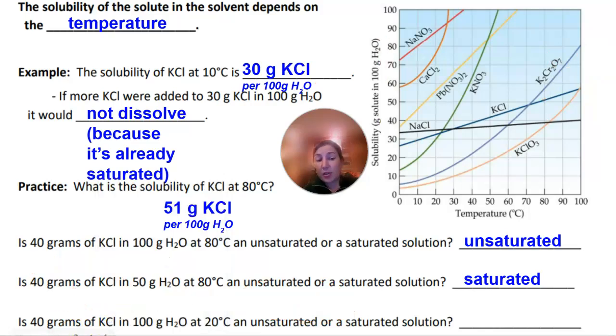And then our last question is 40 grams of potassium chloride in 100 grams of water at 20 degrees Celsius, unsaturated or saturated? Okay, so our basis is back to 100 grams, but now we're at 20 degrees Celsius. And then we'll find our 40 gram line. Notice how now we're above the potassium chloride line down here in the dark blue. So if we're at 40 grams, we're already saturated.